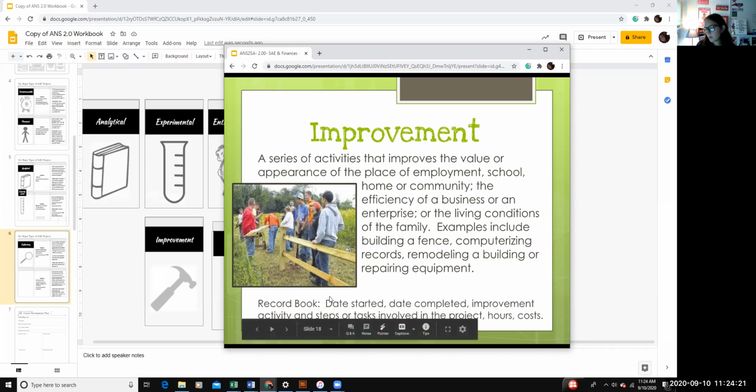So for the record book, it would have the date started, date completed, improvement activity, and steps or tasks involved in the project. So a lot of times improvement can be something that might be done in a day or a couple days. It's not going to be something that would be a whole semester long thing.